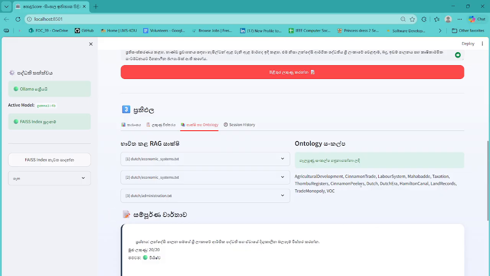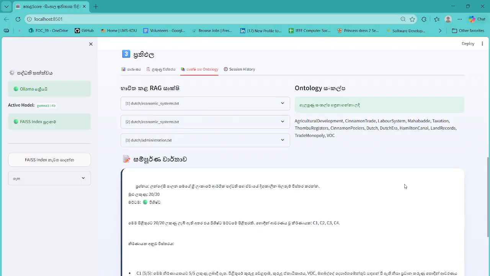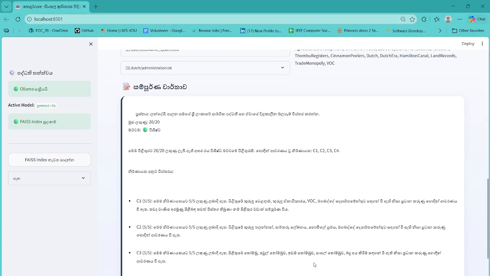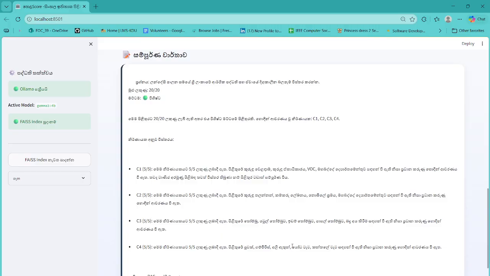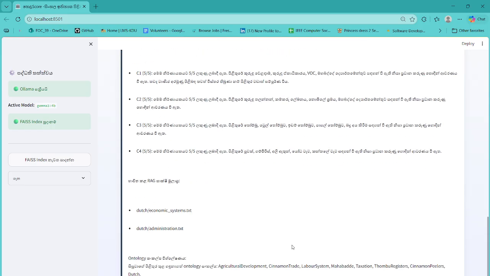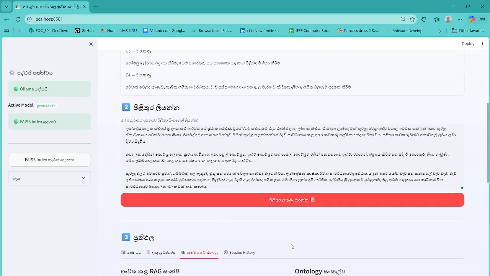So the ontology section shows the matched historical concepts. For this answer, the system identifies concepts such as cinnamon trade, labor system, Mahapatte, Tombu registers, cinnamon peelers, Dutch era, Hamilton Canal. So finally the explanation agent produces the complete single explanation, including the final score and the criterion breakdown, retrieved evidence source, and ontology concepts analysis. So let's try a weak answer.